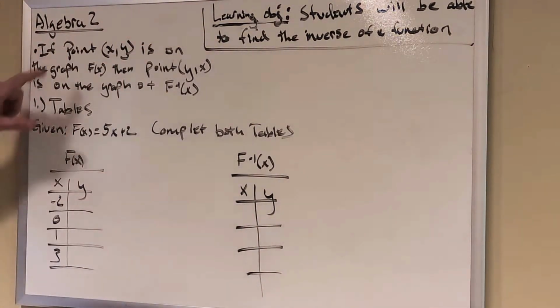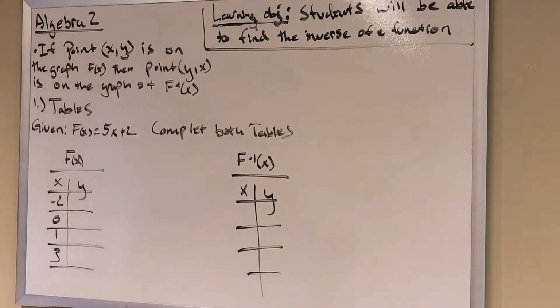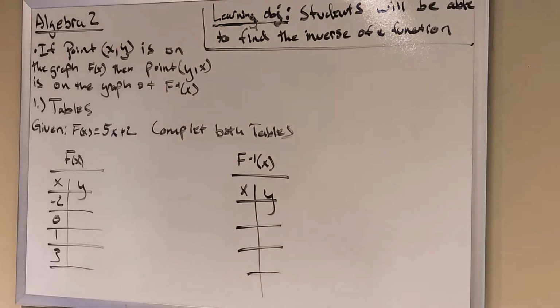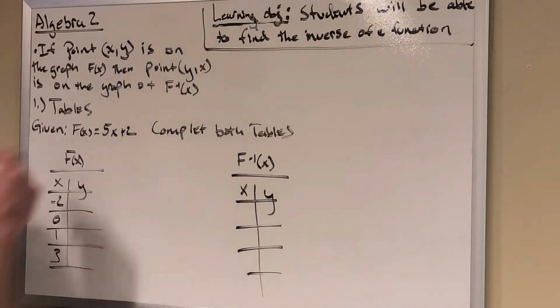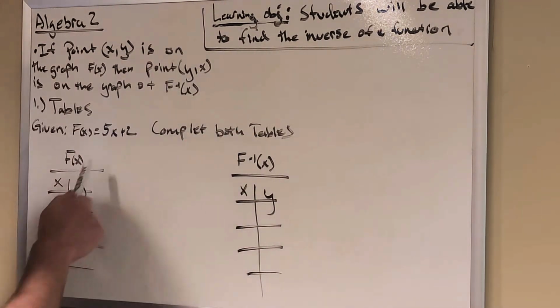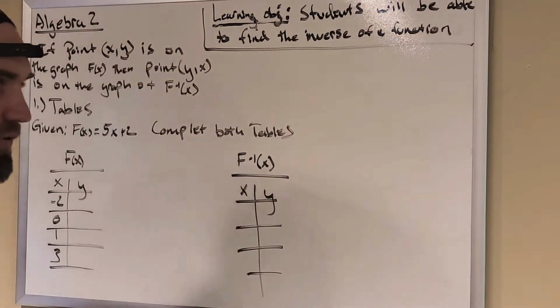Let's take a look here. If point (x, y) is on the graph of f(x), then point (y, x) is on the graph of f⁻¹(x), meaning the inverse of f(x). So, example 1, tables. Given f(x) = 5x + 2, complete both tables. So we have a function table and we have our inverse function table.